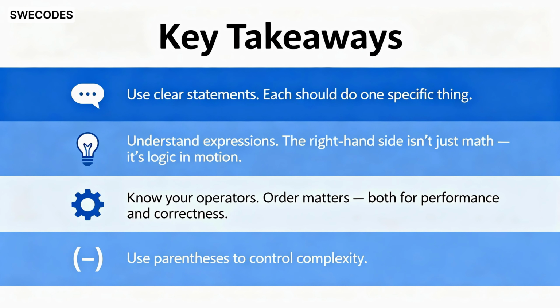So here's the takeaway. 1. Use clear statements. Each should do one specific thing. 2. Understand expressions. The right-hand side isn't just math, it's logic in motion. 3. Know your operators. Order matters, both for performance and correctness. 4. Use parentheses to control complexity. Never assume the compiler reads your mind.